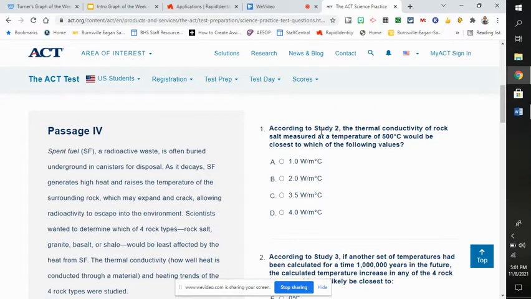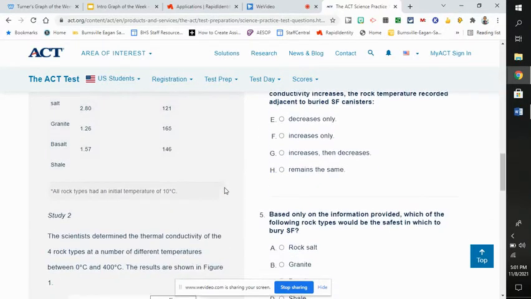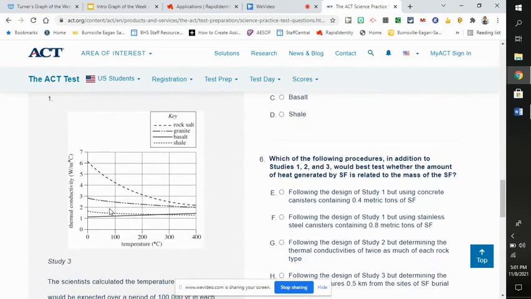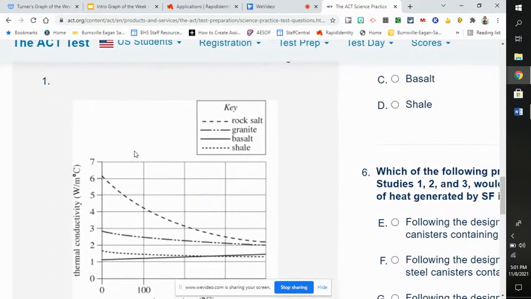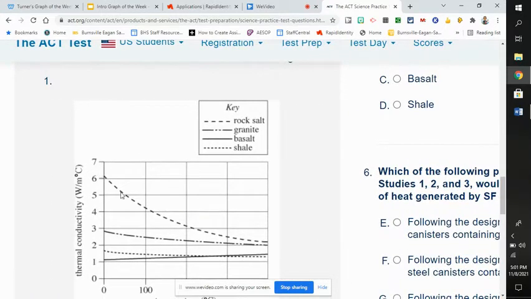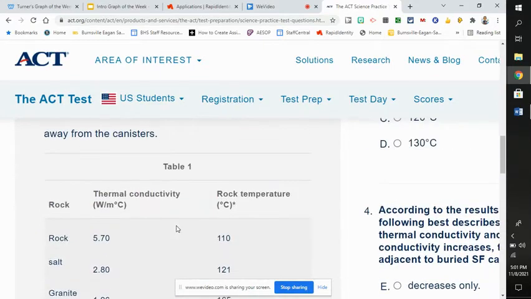According to study 2, the thermal conductivity of rock salt measured at a temperature of 500 degrees Celsius would be closest to which of the following values? So we have to look at study 2, we have to look at rock salt, we have to look at 500 degrees Celsius. Here it is, study 2, rock salt. Rock salt, I'll zoom in, is the regular just a dashed line, so it's this one. Okay. And then 500 degrees Celsius, is that what we're looking for? Let me look back.